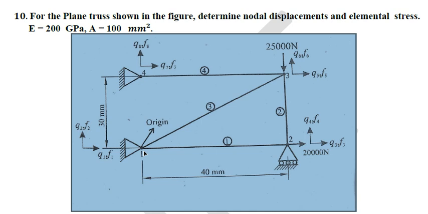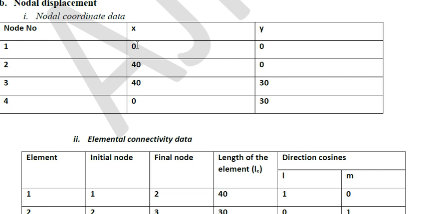For element 1 we can have 1, 2 as initial and final node. Element 2 we can have 2, 3. Element 3 we can have 1, 3. Element 4 we can have 3, 4 or 4, 3. So the nodal coordinate for node 1 is 0, 0, the x and y coordinate for node 1. For node 2 it is 40, 0. For node 3 it is 40, 30. For node 4 it is 0, 30.